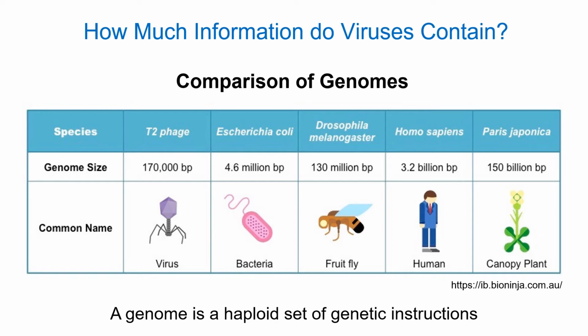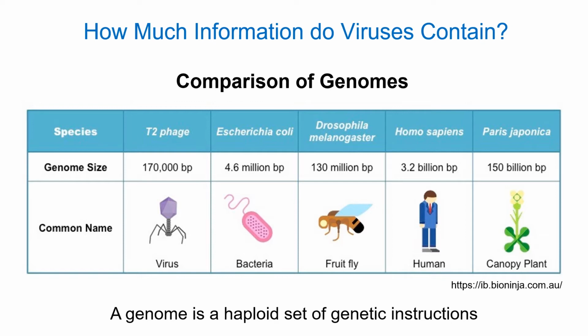BP stands for base pair. You'll see that abbreviation quite often. A base pair is a complementary pair of nucleotides. So a C on one strand paired to a G on the other, or an A on one strand paired to a T on the other strand.